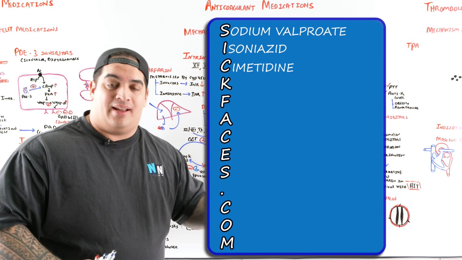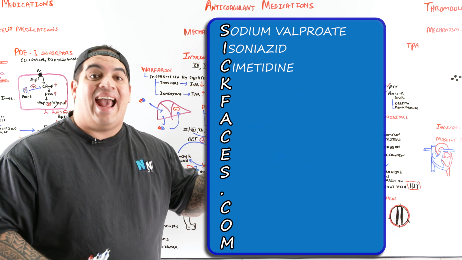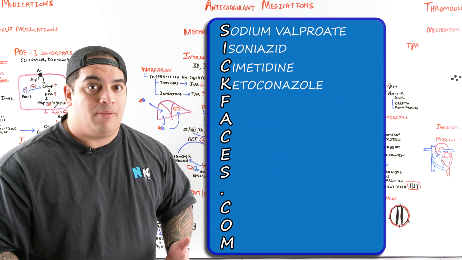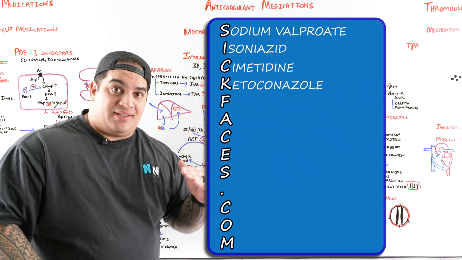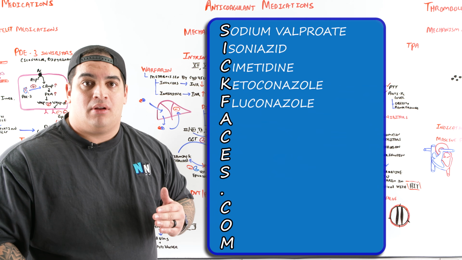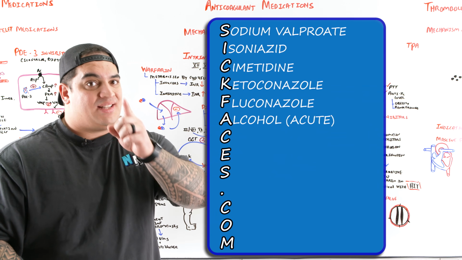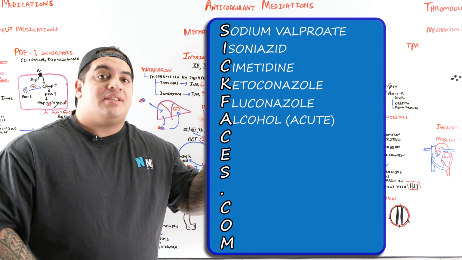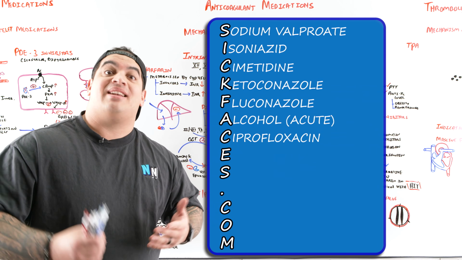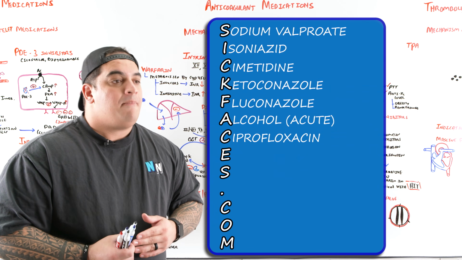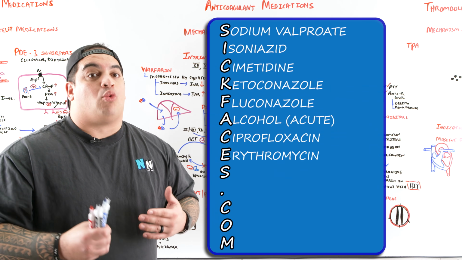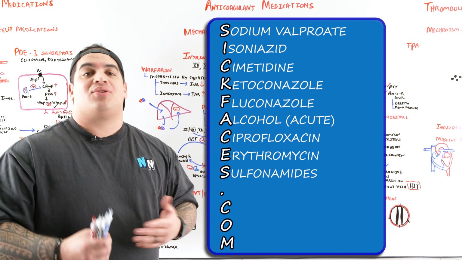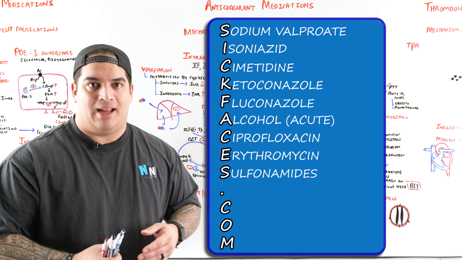C, cimetidine, an antihistamine. K is going to be ketoconazole, an antifungal. F for the faces is going to be fluconazole, an antifungal. A is going to be alcohol use, but this time it's acute use, right? Acute alcohol intoxication. C could be another C, so let's say ciprofloxacin, which is an antibiotic. And then E is going to be erythromycin, and then S is sulfonamides. Think about Bactrim as an example here.